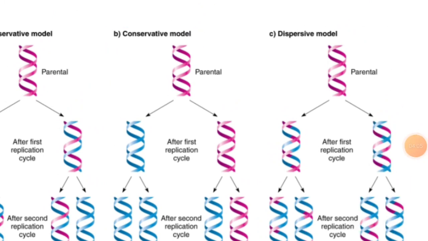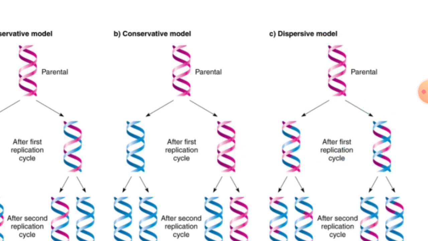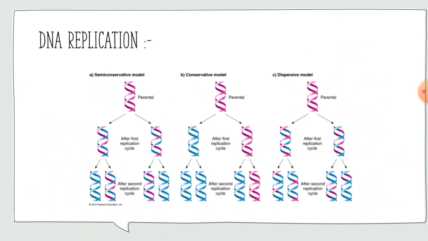In the dispersive model, the parental DNA will be replicated into two daughter DNA molecules that contain a different proportion of parental DNA and daughter DNA. As you can see, there is a mixture, and this kind of model is known as the dispersive model.